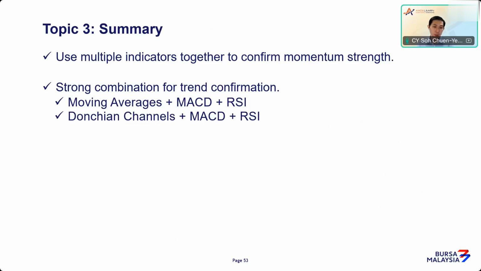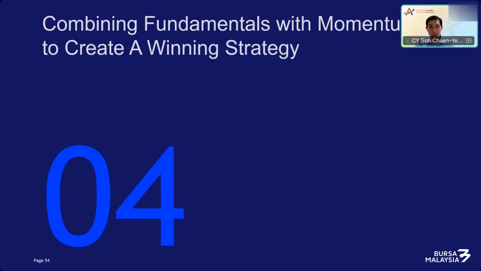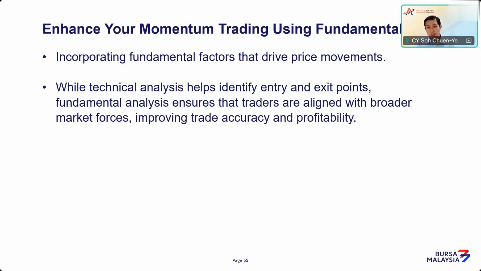To quickly summarize, for doing momentum trading, you can combine multiple indicators together to confirm your momentum strength. You can use a combination of two or three indicators, that's fine. Now, lastly, on combining fundamentals with momentum to create a winning strategy. Momentum trading in the Malaysia futures market, specifically with instruments like FKLI and FCPO, can be significantly enhanced when you incorporate fundamental analysis alongside technical strategies. Technical analysis is useful to identify precise entry and exit points based on market patterns, and fundamental analysis ensures that you are aligned with the broader market forces that drive price movements. These two combined improve your trade accuracy and can lead to more profitable outcomes.